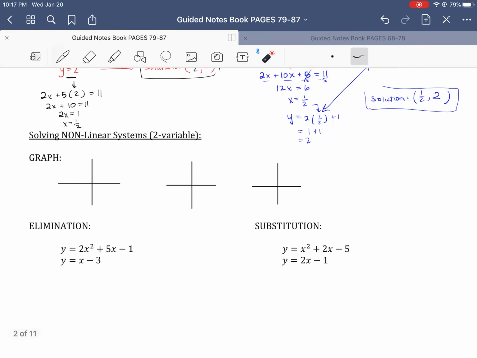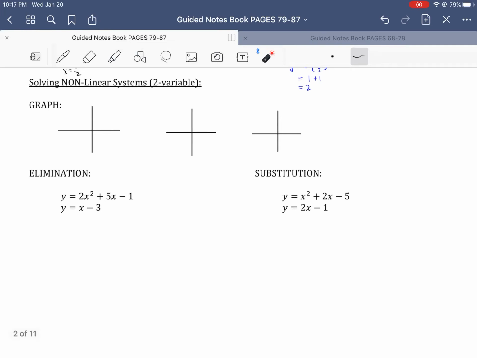So what if we have nonlinear? Let's talk about it. Again, you can graph them and find intersections. Now, their solutions might look a little bit different because nonlinear means we can have quadratics, we can have parabolas. So let's say I have a parabola as part of my system in each of these. And it doesn't matter if the parabola is going up or down, either way.